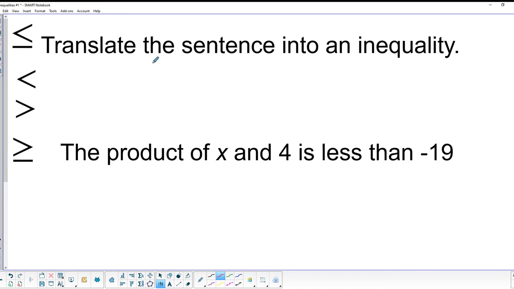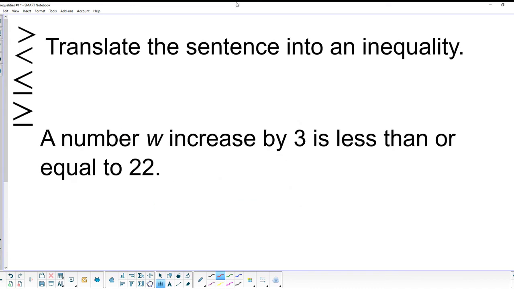All right, here's a couple where we're going to translate the sentence into an inequality. So the product of x and 4, so that means multiply, 4 times x is less than -19. So that's what it would look like if you translated that sentence into this inequality. Let's do a couple more of those. Translate this sentence into an inequality. The number w increased by 3 is less than or equal to 22. All right, so there's that one.